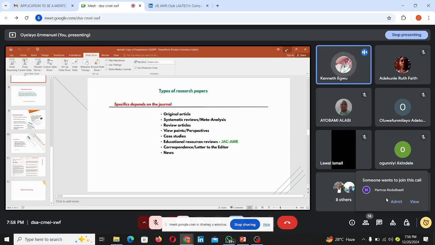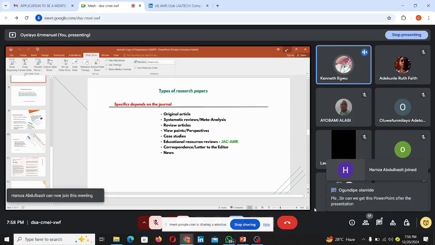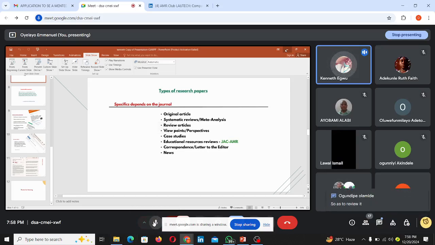First of all, we have basically primary articles that stem from your research, maybe whether you did a cross-sectional questionnaire survey or whether you did lab experiments. So they are basically regarded as primary articles.